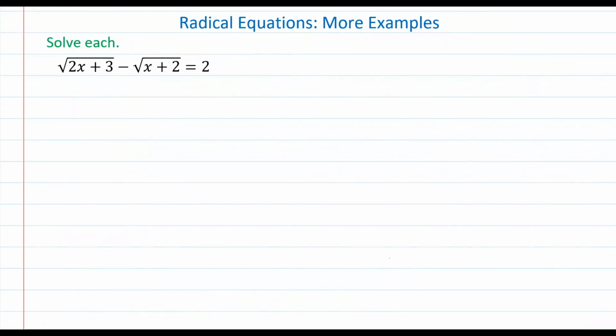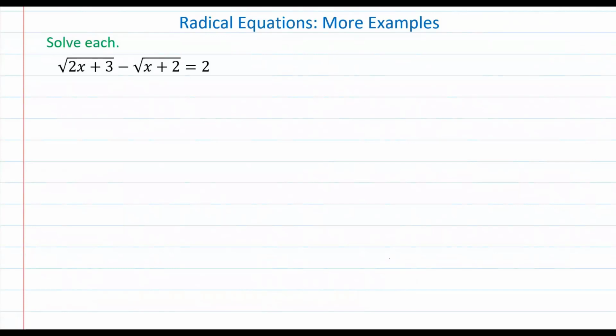Welcome back, mathematicians. In this video, let's look at another example of a radical equation that we're being asked to solve. So in this one, we have a radical term minus another radical term is equal to a constant. And believe it or not, that constant of 2 actually causes this to be a quite challenging and lengthy problem. So what we're going to do is have to solve this.